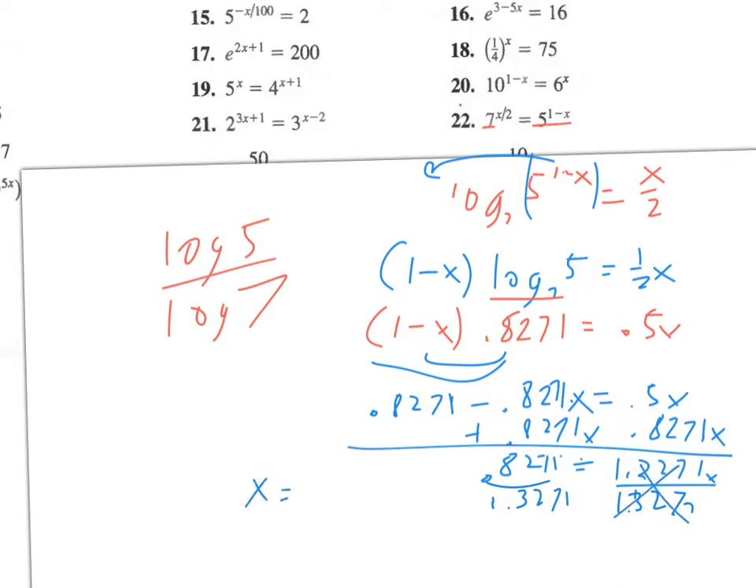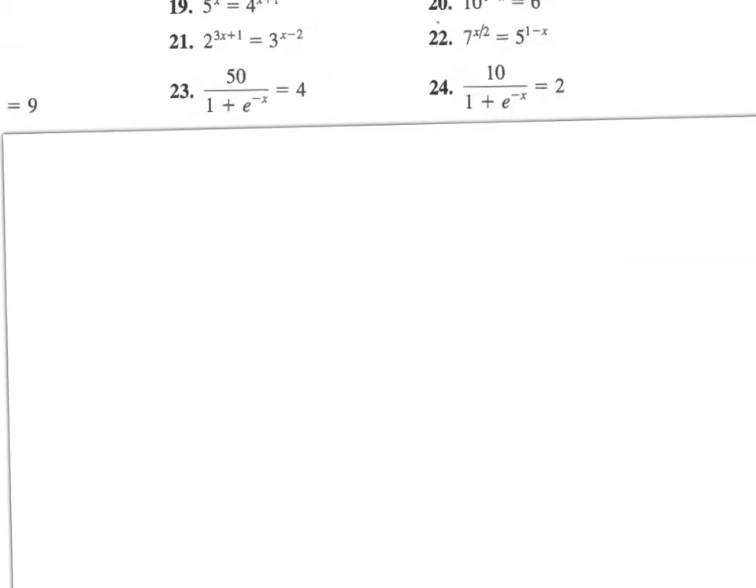And that'll give me my x equals, so we'll just do that, divided by 1.3271, and that'll give me x at about 0.6232. All right, next up we got number 24.